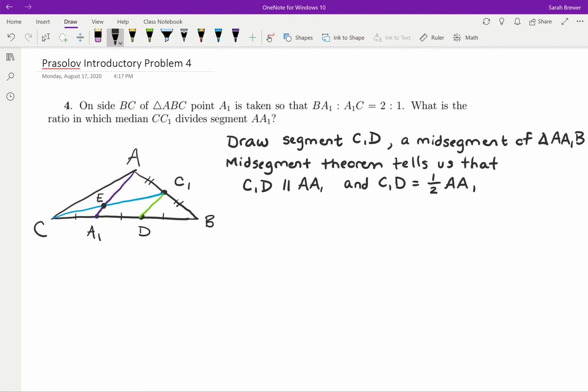And then remember also, of course, we have that CA1 is equal to A1D is equal to DB, and AC1 is equal to C1B. Right? So we had that information to begin with. Okay, so now let's consider another triangle here. Let's now consider triangle CC1D.